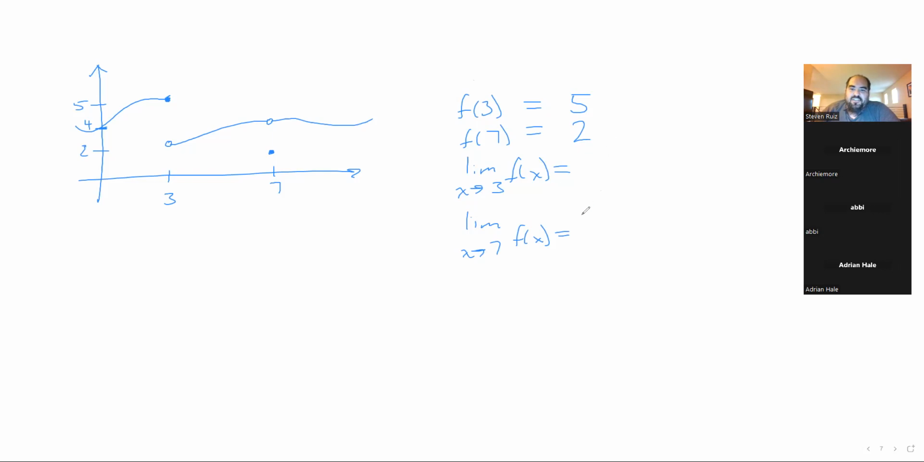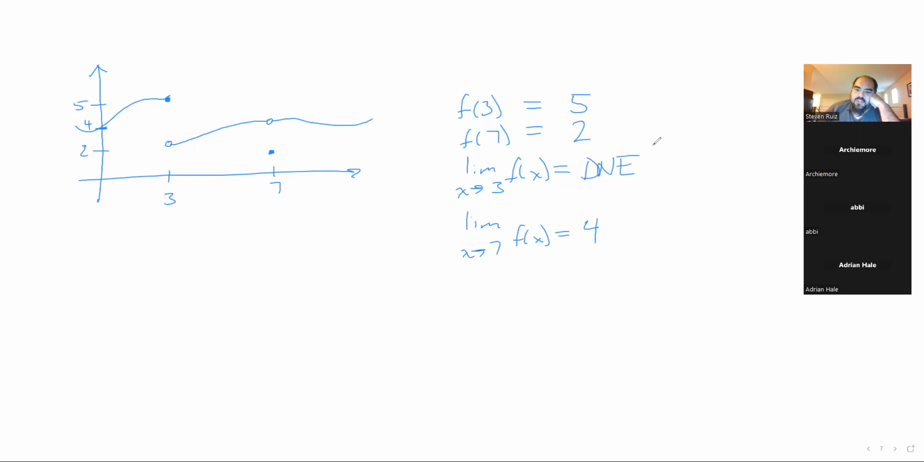So let's ask this question then. Let's skip the third line for now. What's the limit as x approaches 7 of f of x? Now that would be 4, right? That's 4. Yeah. And what about the limit as x approaches 3? That's undefined. That doesn't exist.